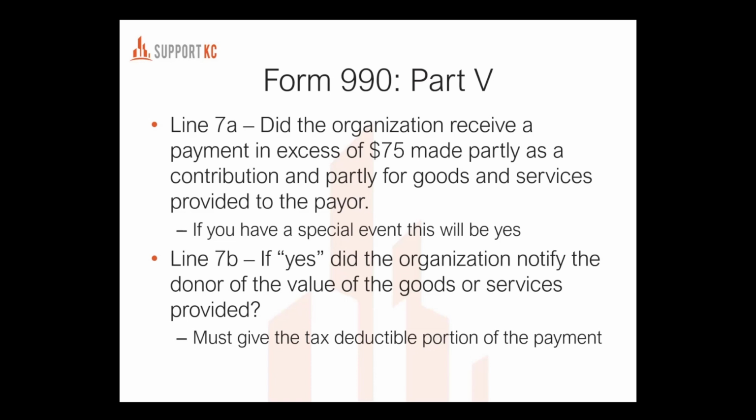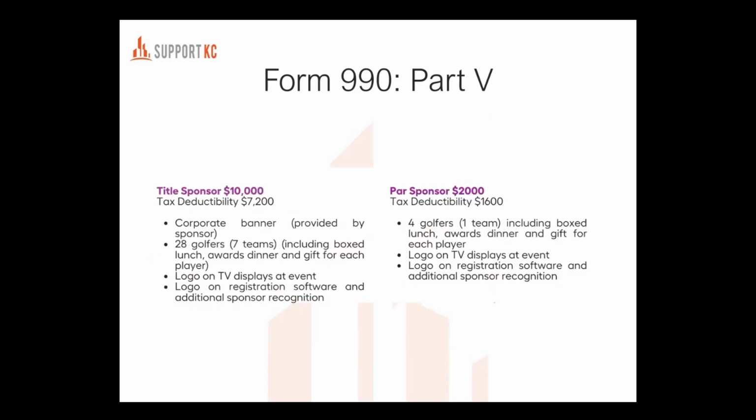There are different ways that you can go about it, but make sure that in your thank you note or in your marketing for the event, you provide that information. So as an example, this is from one of our clients that has a golf event. On their information sheets that go out, they have, okay, to be a title sponsor, it's $10,000, and the tax deductible portion is listed for all of their sponsors. That's a great way to do it. You can also do it in your thank you notes, but make sure that you're providing that information so you can answer yes to that 7B question.